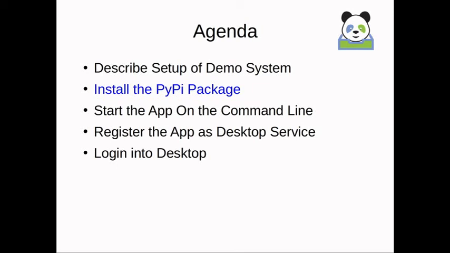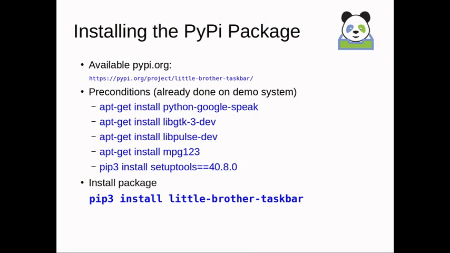Okay, so the next step will be to install the PyPI package. We're using pip. It's available at the website of PyPI. Of course, you don't have to go there explicitly. Pip will take care of this. There are some preconditions before you can use the pip install command, which is at the bottom of this slide.